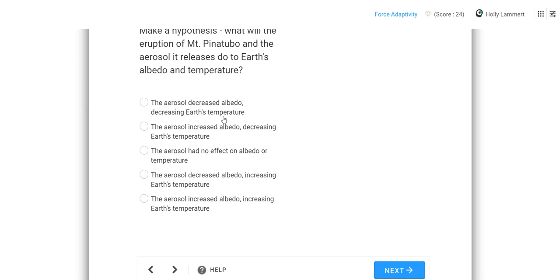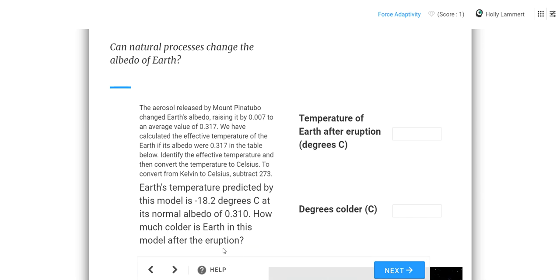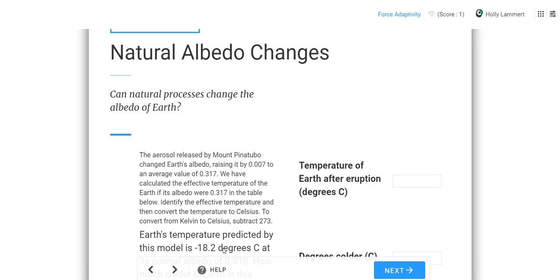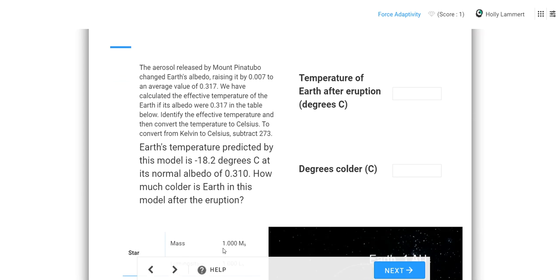And remember, I just jotted down a note in my notebook, but a decreased albedo would actually increase the temperature, right? Think of the asphalt Earth. The aerosol increased albedo, decreasing Earth's temperature. So would it reflect more sunlight back to the atmosphere and then decrease Earth's temperature? And that's going to be my guess. Let's test it out. So can natural processes change the albedo of Earth? Okay, so here we go.